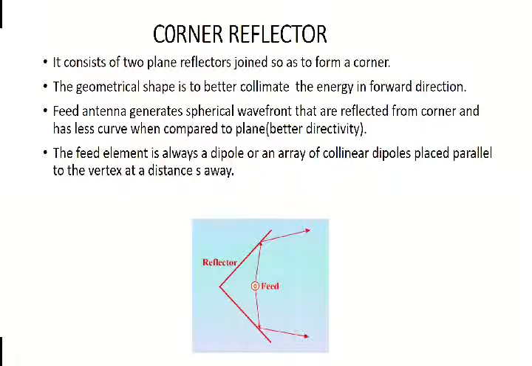Now let us consider the corner reflector. This consists of two plane reflectors. You can see in the diagram there are two plane reflectors which are joined together to form a corner. So the geometrical shape helps collimate the energy in the forward direction. However, the feed antenna generates a spherical wavefront which is reflected from the corner. The corner has less curvature when compared with the plane, so it provides better directivity than the plane reflector. The feed element used is a dipole, or an array of collinear dipoles, placed parallel to the vertex at a distance of s meters away.